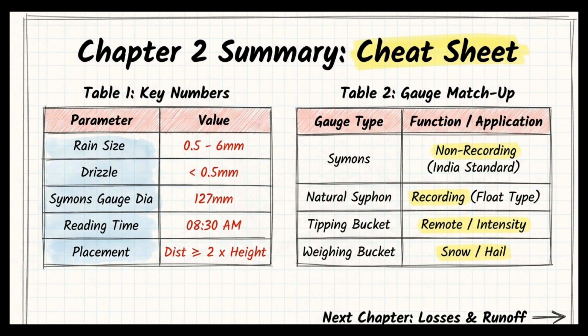Now let's match the gauge types with their functions. The Symon's rain gauge is a non-recording rain gauge and is the standard rain gauge used in India. The natural siphon rain gauge is a recording type, also called the float type rain gauge. The tipping bucket rain gauge is mainly used for remote monitoring and for measuring rainfall intensity. Finally, the weighing bucket rain gauge is the only gauge suitable for measuring snow and hail.